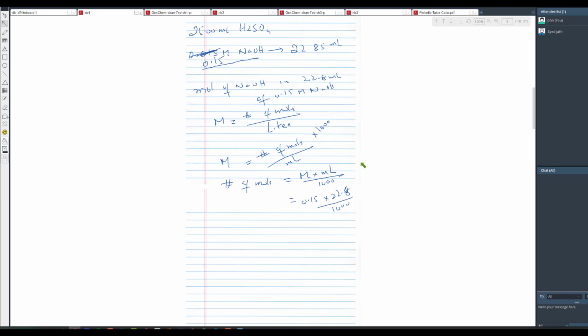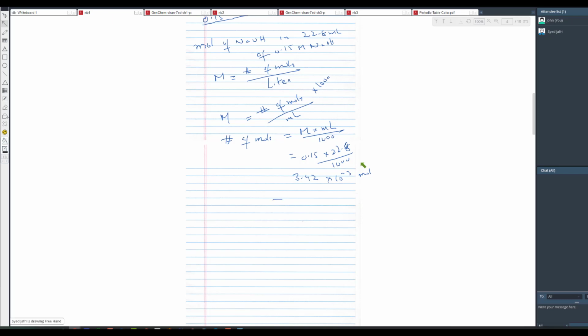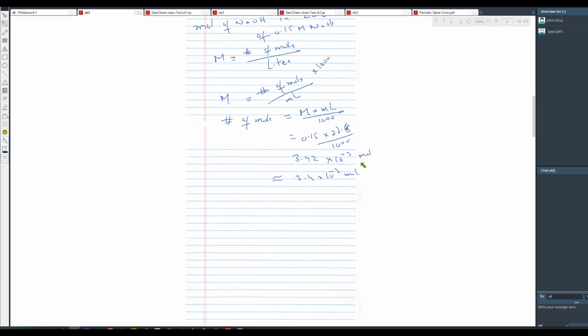How much are you getting? 3.4275 times 10 to the minus 3 moles. And the molarity was given in 2 sig figs, 0.15. So we can round it to 3.4 times 10 to the power minus 3 moles if you want, or use all of the digits in the final answer.